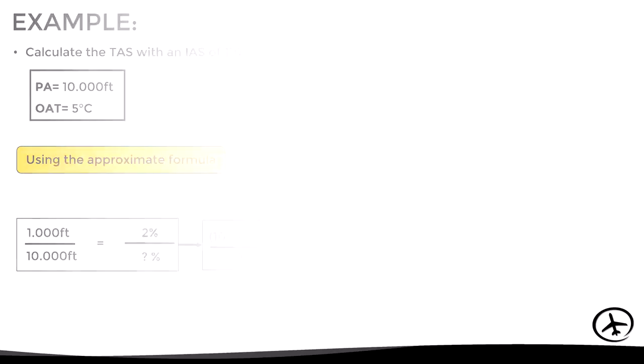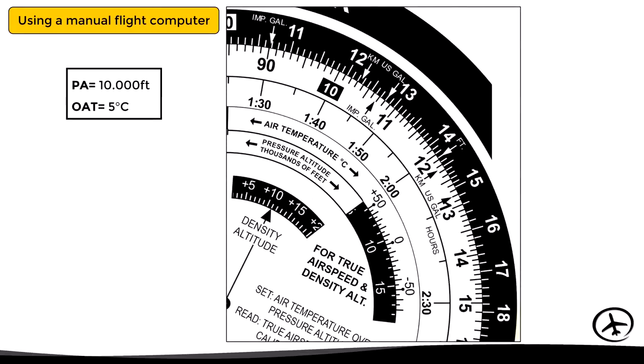Let's see now what the result would be in case of using a manual flight computer. First, we have to align the air temperature of 5 degrees Celsius with the pressure altitude of 10,000 feet on this inner scale. Then we look for 110 in the middle scale, and finally we observe that it corresponds to approximately 130 in the outer scale. This means that the resulting true airspeed is 130 knots.